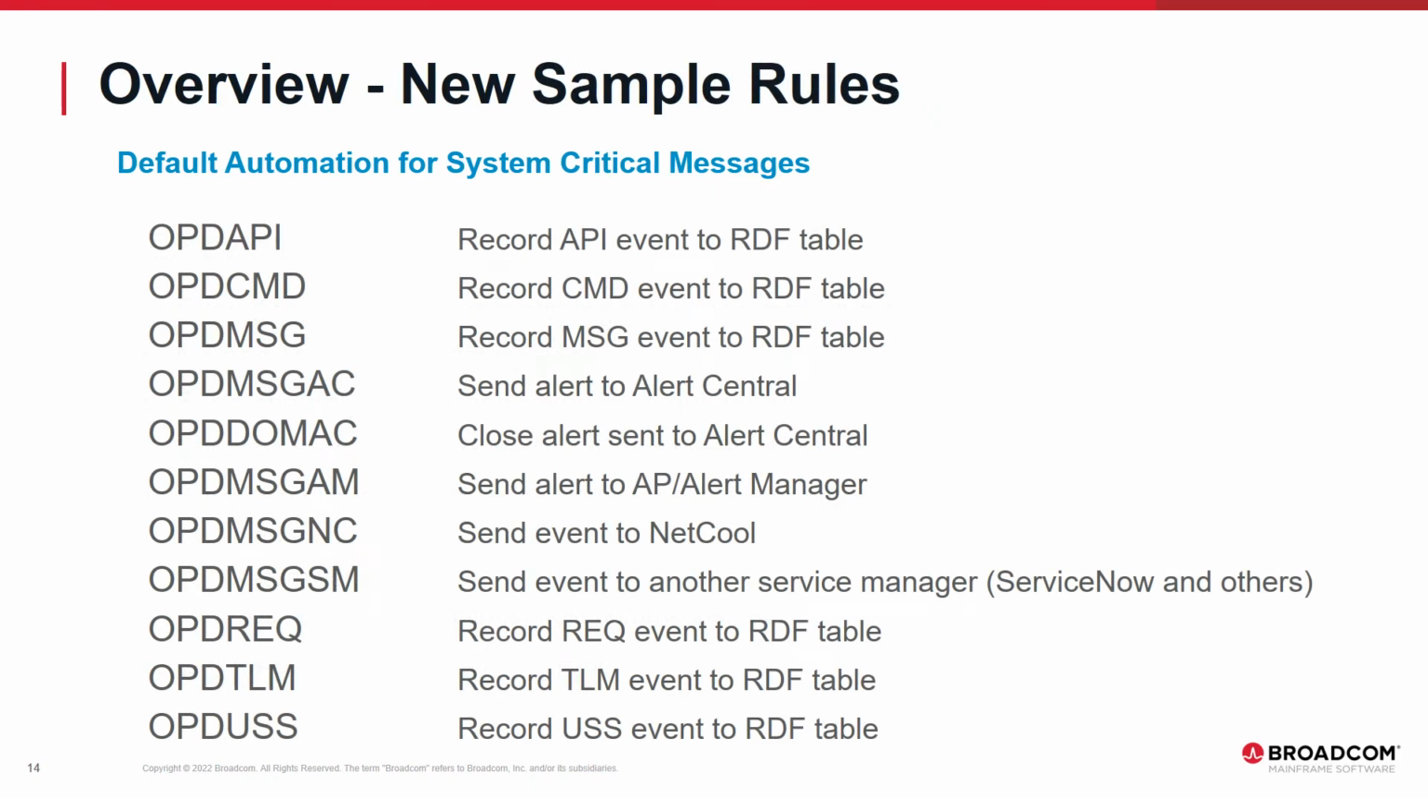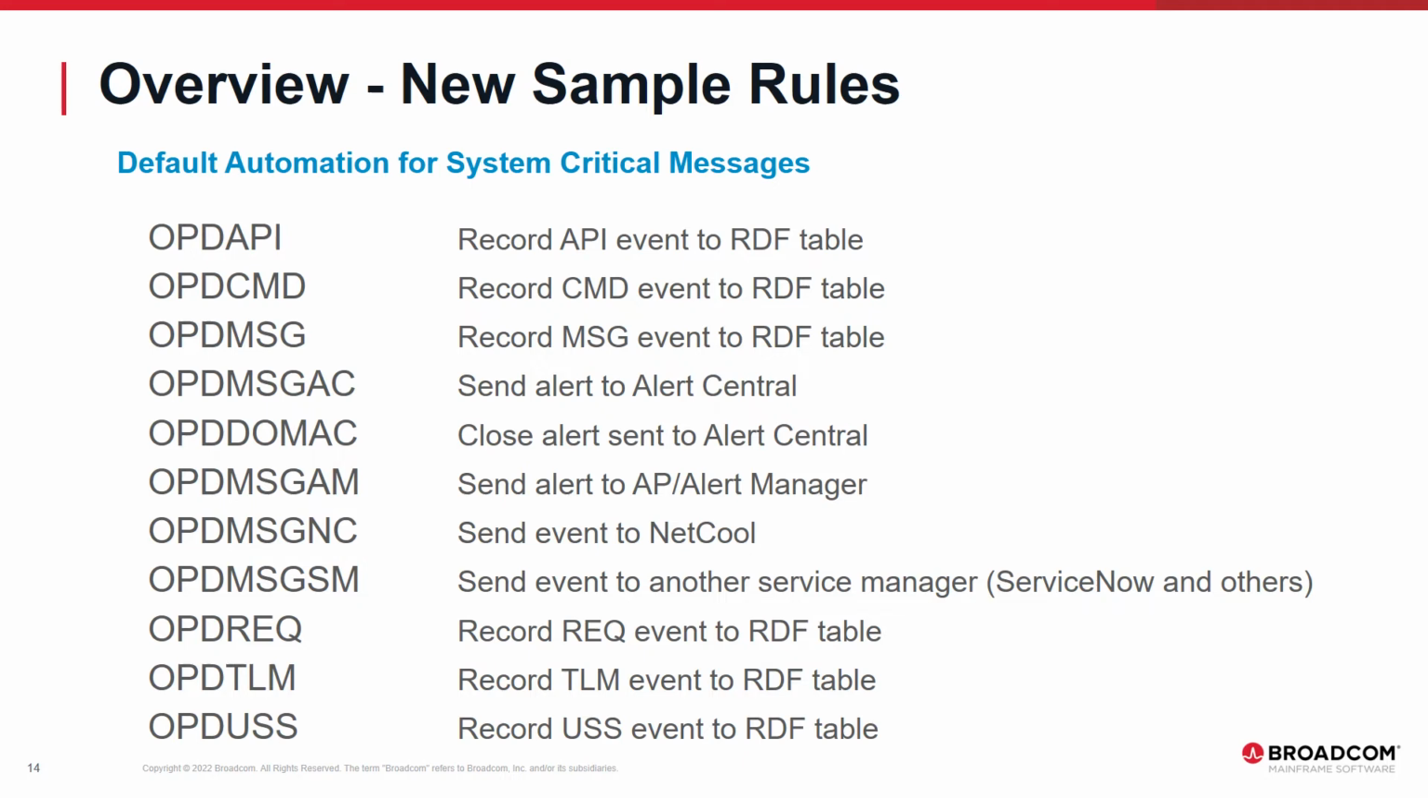So what kind of samples are going to be provided? Because our initial use case was to identify unhandled events, most of our samples are going to record something in the RDF table about a particular event type. So we provided samples to record an API event to the RDF table, same with command and message events, request rules, time limit rules, and USS rules. The content for these in the RDF table will be the same for each type, but in distinct tables so that they are very easy to separate.